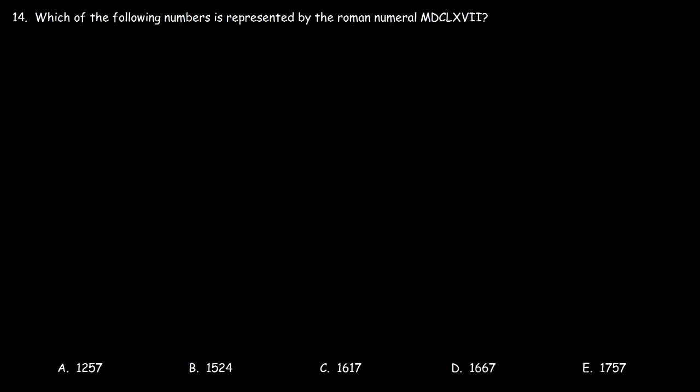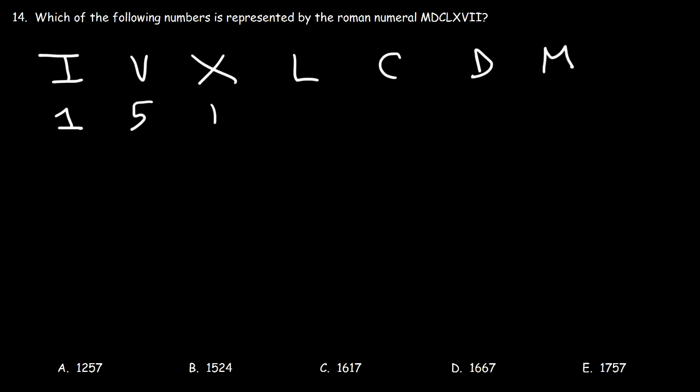Number 14. Which of the following numbers is represented by the Roman numeral MDCLXVII? So let's go over the basics of Roman numerals. You need to know that I stands for 1, V is 5, X is 10, L is 50, C represents 100, D is 500, and M is 1,000. I think of M as a millennial, like a millennium, that's 1,000 years. C, a century, that's 100 years.